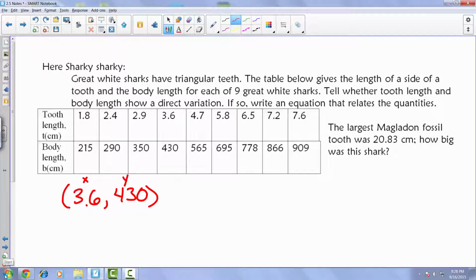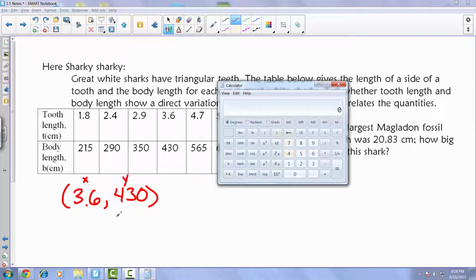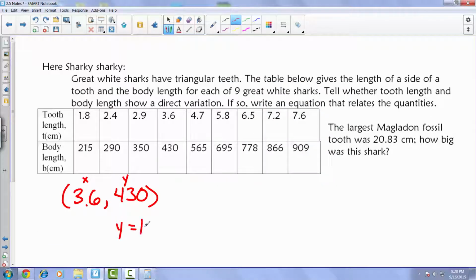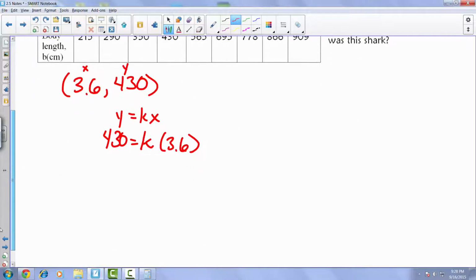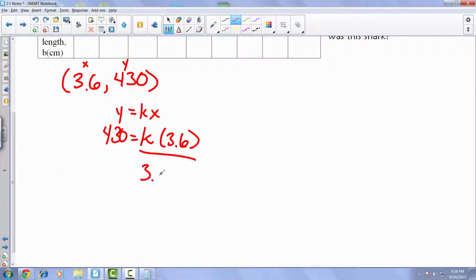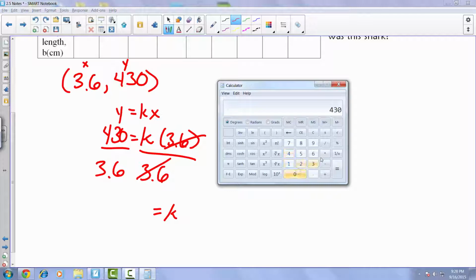Now, taking out the calculator, as we know using direct variation, y is equal to kx. Well, we know our y value, 430, is equal to some k that we don't know, multiplied by our x value, 3.6. We can quickly find our k value, our constant of variation, just by dividing by that x variable. So k comes out to be equal to 430 divided by 3.6. Using the calculator, that comes out to about 119.4.